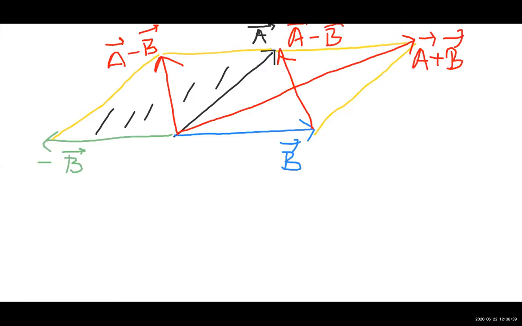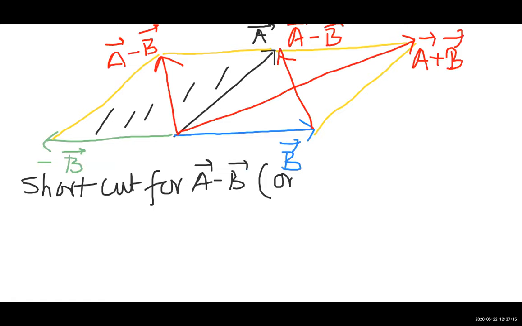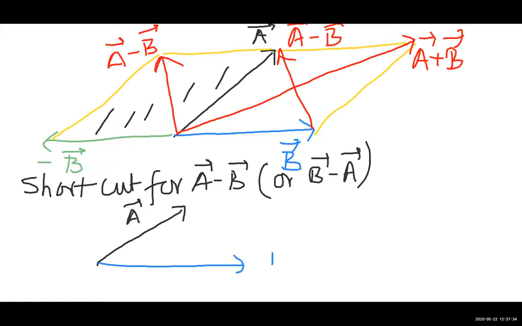Okay, please notice the two A minus B vectors. Mera diagram thoda sa inaccurate hai, but if I were to draw it accurately, then in both cases, A minus B would be the same vector because they would have the same magnitude and the same direction. Therefore, we arrive at a shortcut for A minus B, or B minus A. And the shortcut is that you draw the two vectors together. So this is vector A and this is vector B. And then you draw a vector from the head of B to the head of A and you say that it is A minus B.